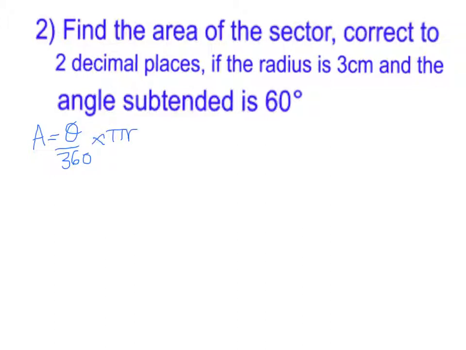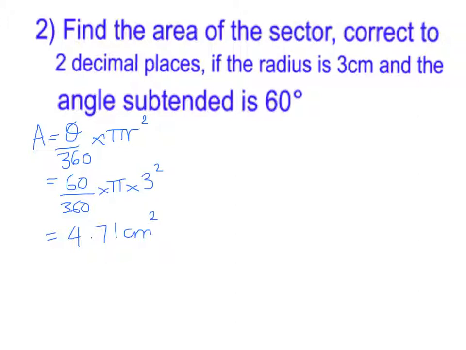So if we're using the junior school method of theta on 360 times pi r squared, it'd be 60 on 360 times pi times the radius, which is 3 squared. And you should get 4.71 centimetres squared.